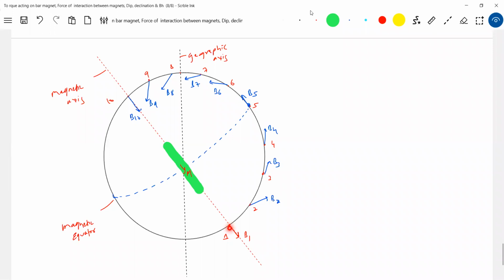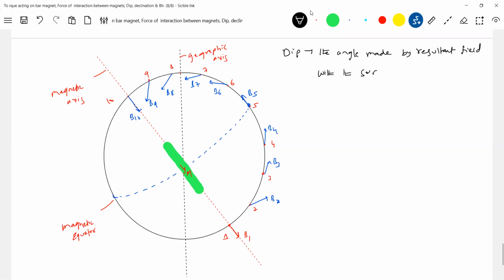Okay, now I'll come to one point. The angle made by the B bar with the surface of the earth is what I'll call a dip. So what is a dip? How to define dip? The angle made by the resultant field with the surface of the earth. That is called a dip here.